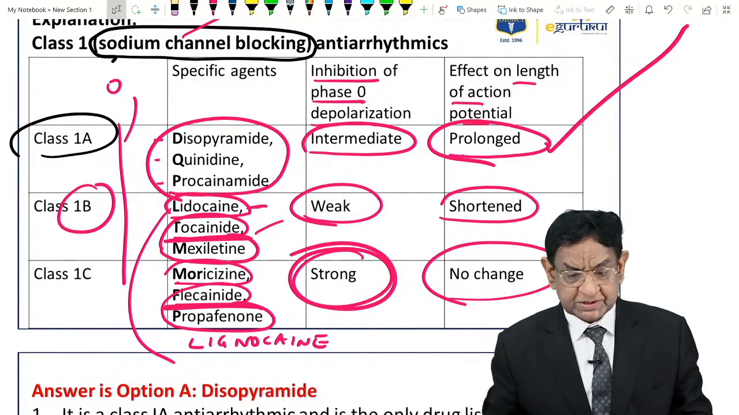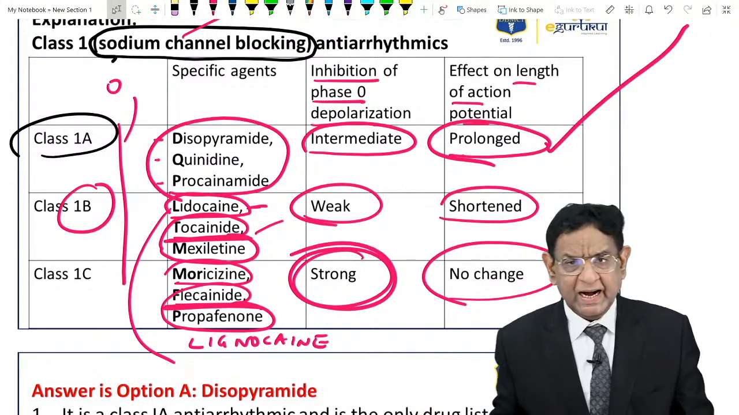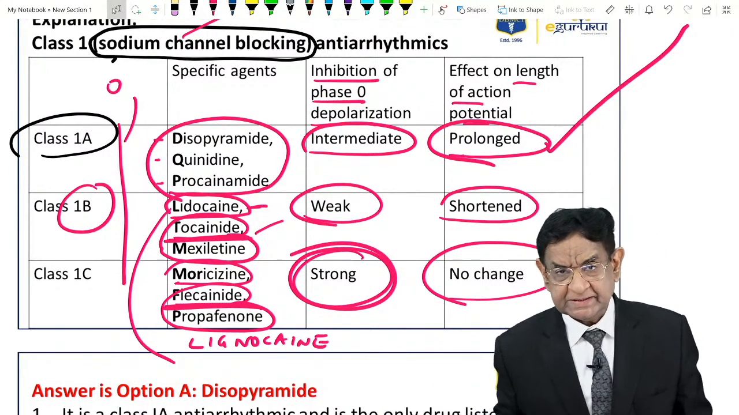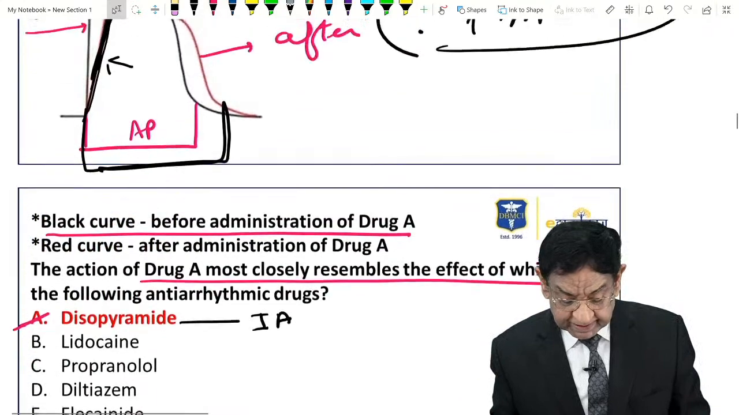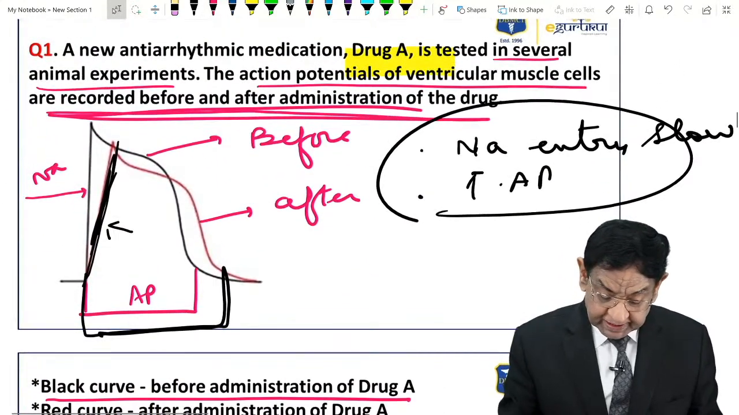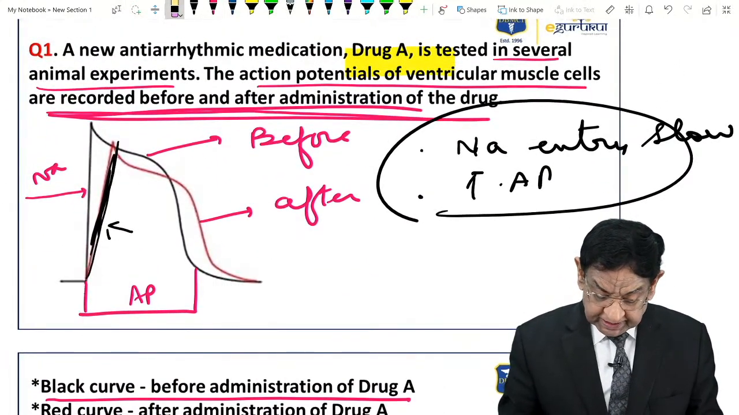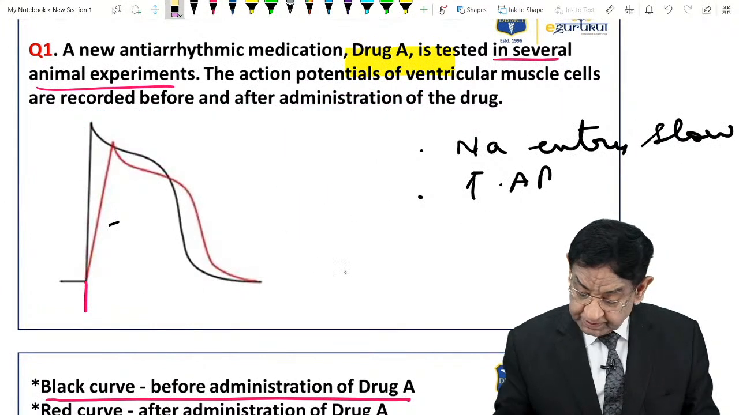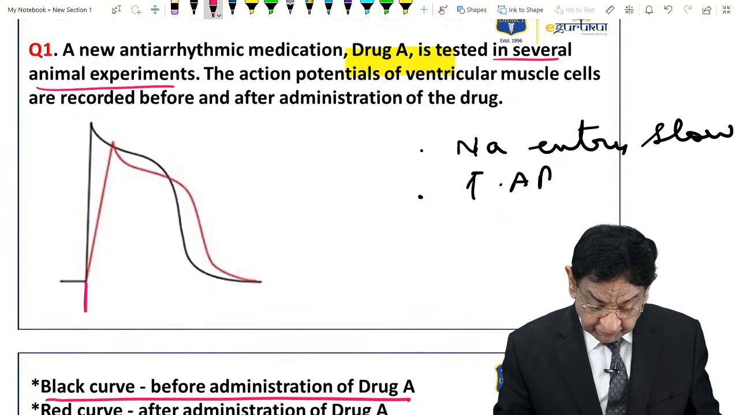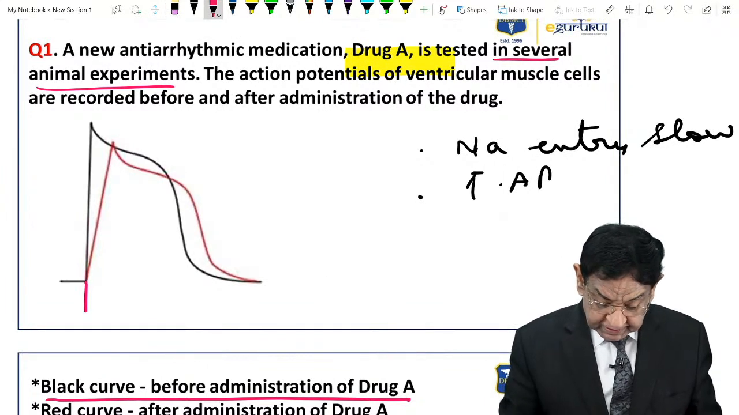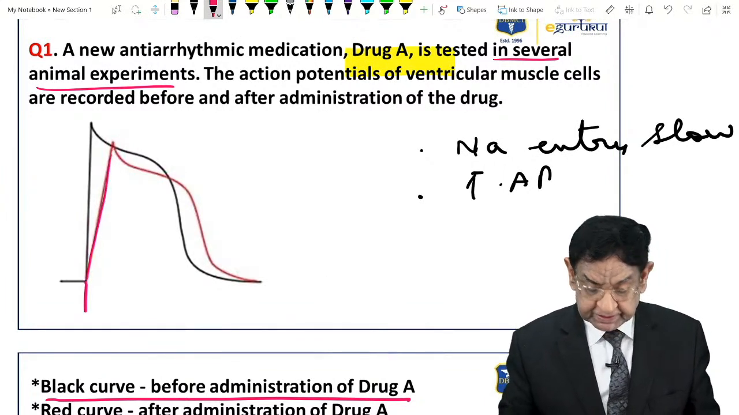These points that I've told you just now, I'll be needing again and again in the subsequent questions. With this background, let's go to the diagram again. So now things are clear to us. What is clear? First of all, it has reduced the slope of this phase 0.